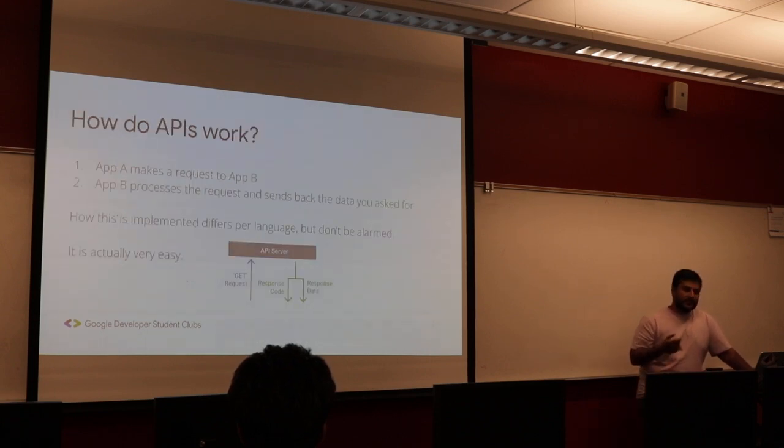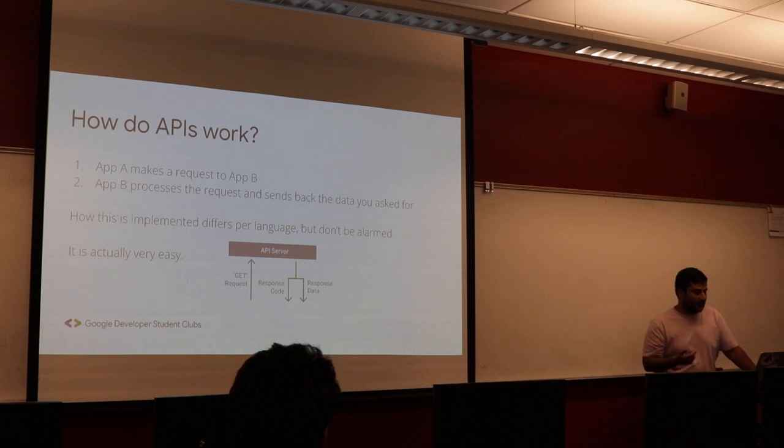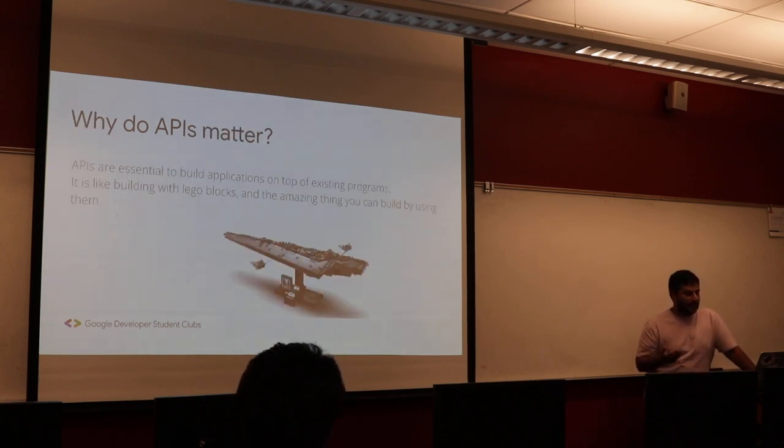So how do they work? Basically you have an application, let's say application A, and it makes a request and sends that request to application B. Then B processes the request and sends back the data you asked for. It's very simple, and it's actually not that hard to implement either. APIs are basically the building blocks with which you can build impressive applications.